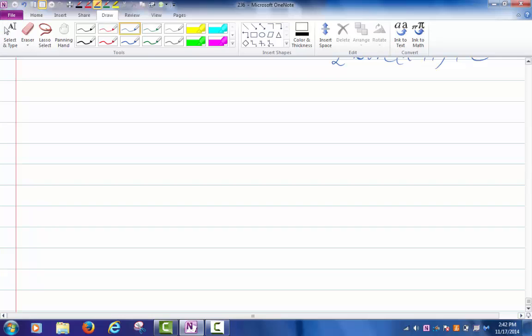So my next example is the following. Let's say I have the integral of x times the cube root of 1 plus x squared dx. What's this integral?